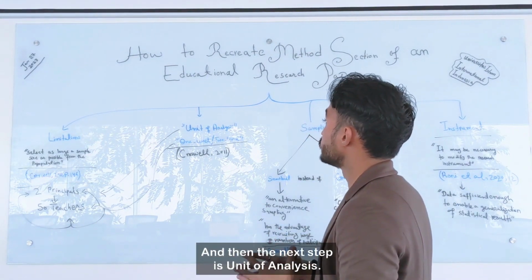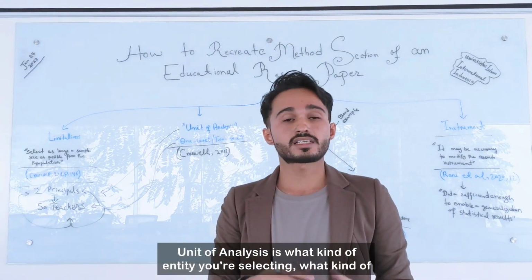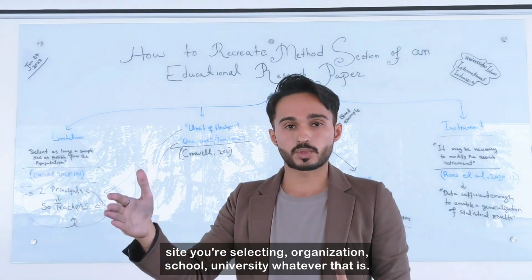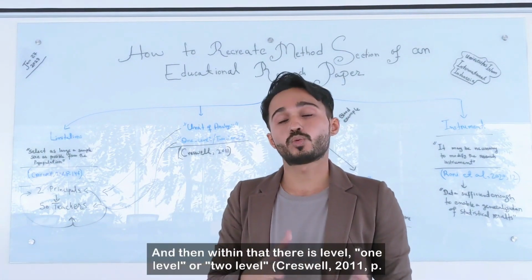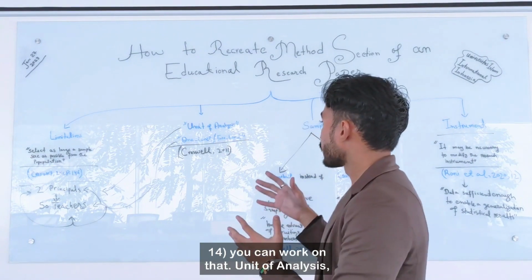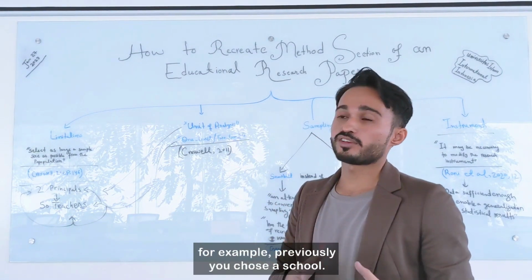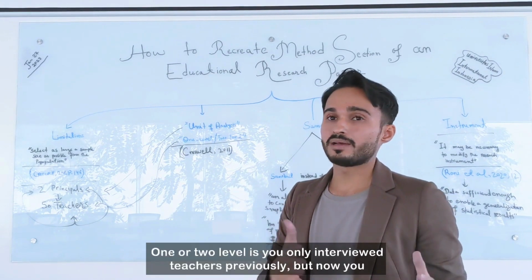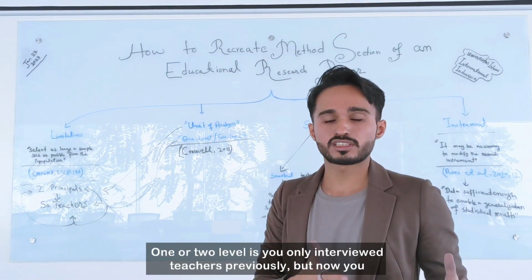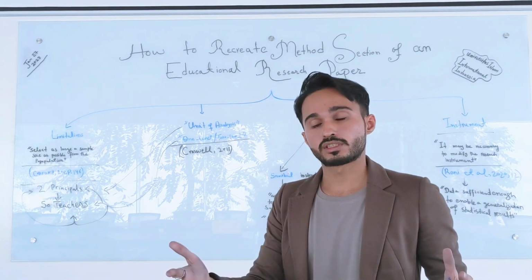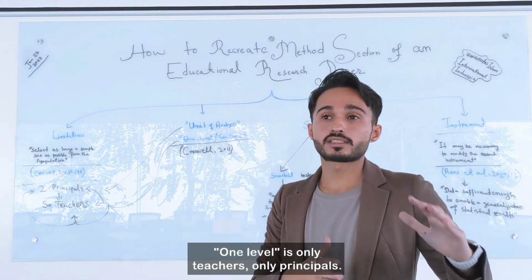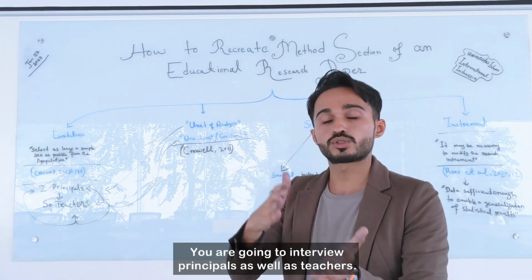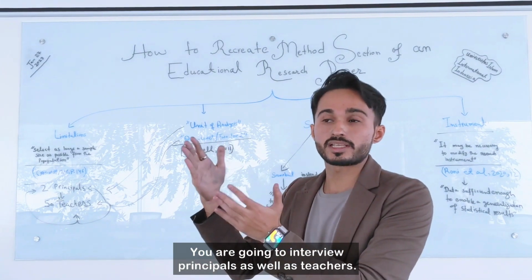And then the next step is unit of analysis. Unit of analysis is what kind of entity you are selecting, what kind of site you are selecting: organization, school, university, whatever that is. And then within that there is level, 1 level or 2 level. You can work on that. For example, previously you chose a school, now you can work on a university. 1 or 2 level: you only interviewed teachers previously, but now you are going to interview principals. This is what you can do. 1 level is only teachers, only principals. 2 level is now you are going to combine both. You are going to interview principals as well as teachers.